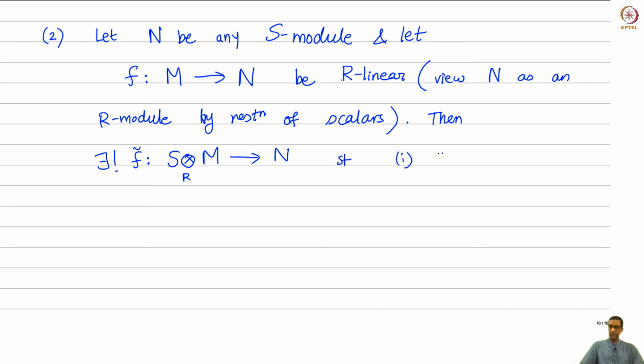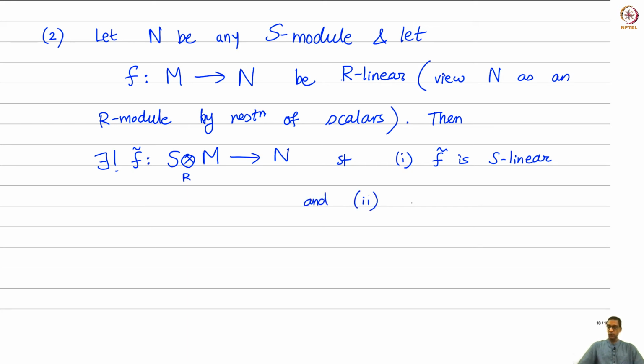One, this map is S linear. Observe F tilde: the right hand side N is an S module, and the left hand side S tensor M is also an S module, right? So it makes sense to talk about S linearity here, and what we are claiming is that this map F tilde will actually be S linear, and it will make the diagram commute.